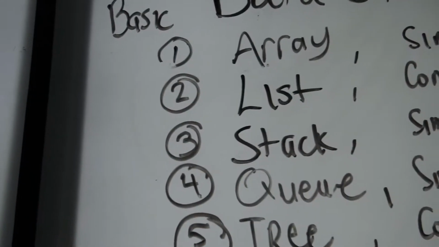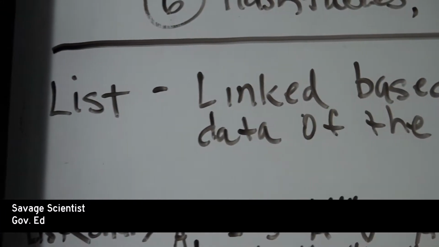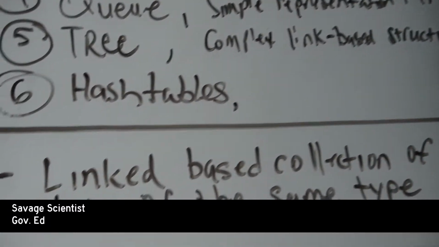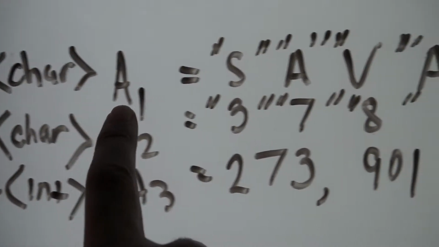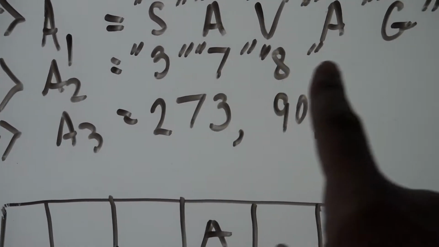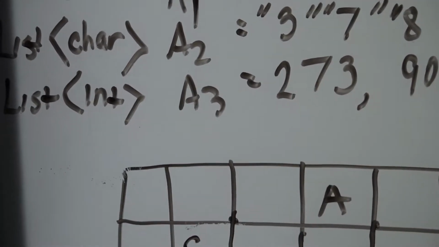All right, now that we discussed arrays, let's talk about lists. A list is a link-based collection of the same data type. That means we're going to have the same data types in our declaration. Here we have characters that are going to be used in A1. That's why it spells out savage. And in A2 we can have 378, that's also characters, and we can have integers in A3. So this is what the declaration part of the statement looks like.